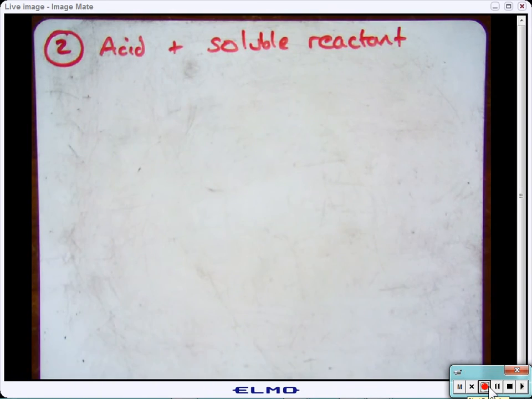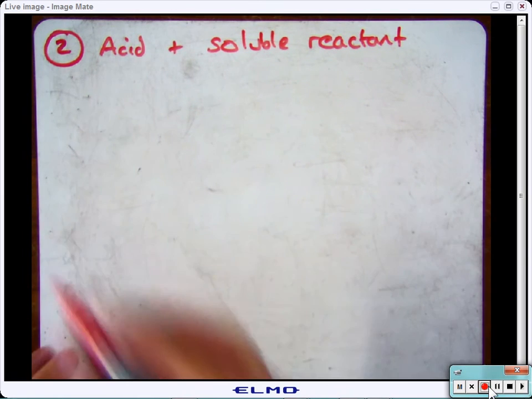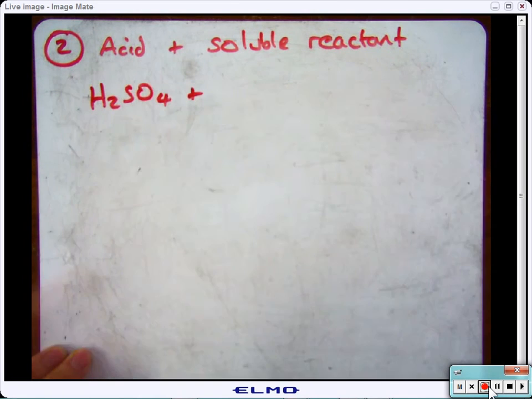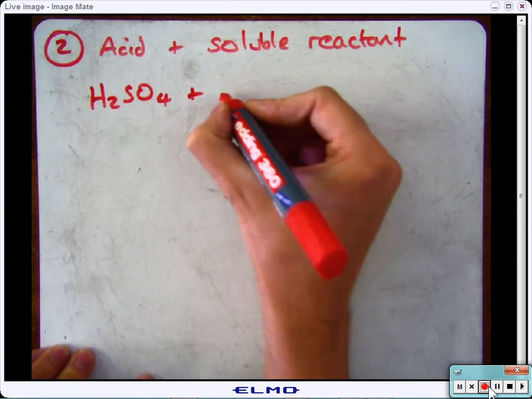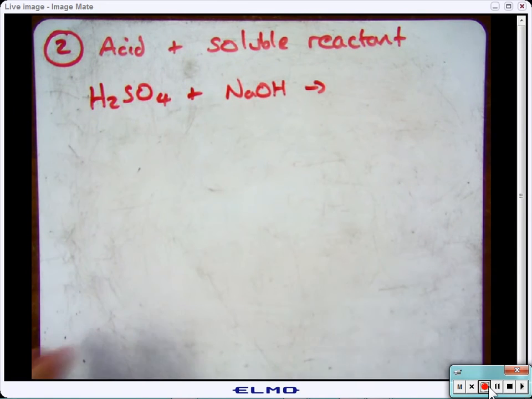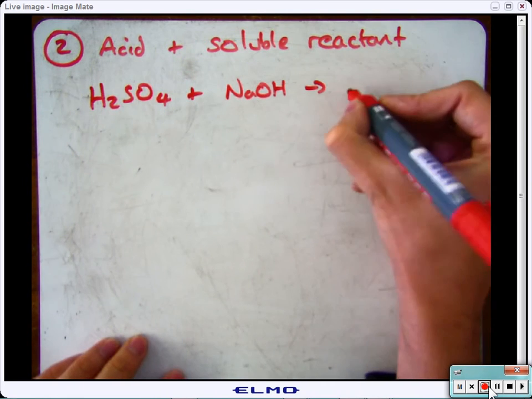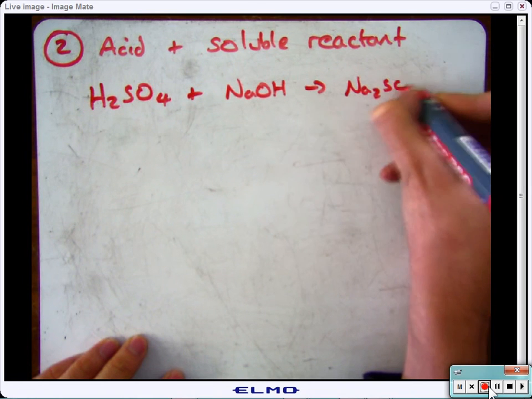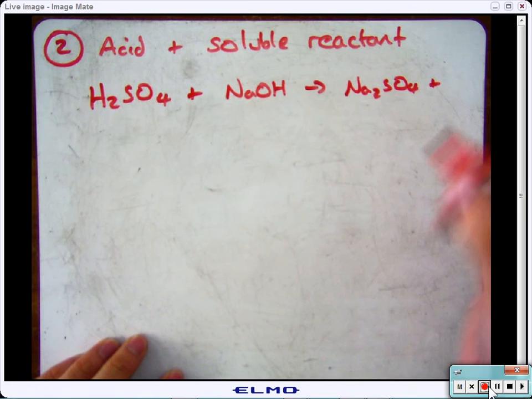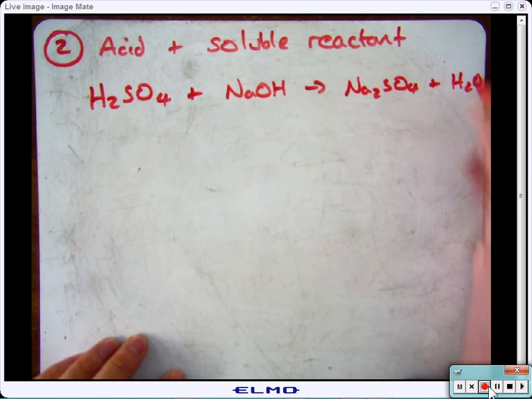The second method is by reacting an acid with a soluble reactant. So an example of this is sulfuric acid reacted with sodium hydroxide. Now when you do that, that will form a soluble salt, which in this case is sodium sulfate. And because it's another neutralization reaction, you'll get water given off.